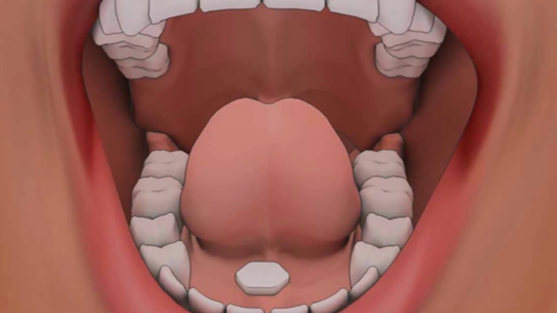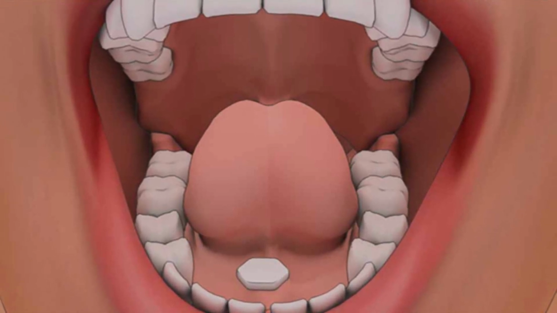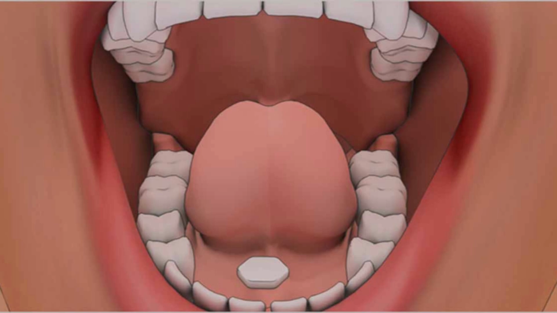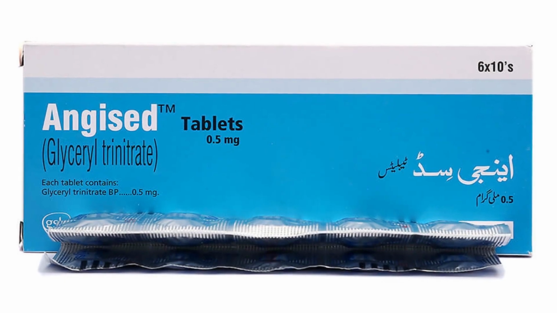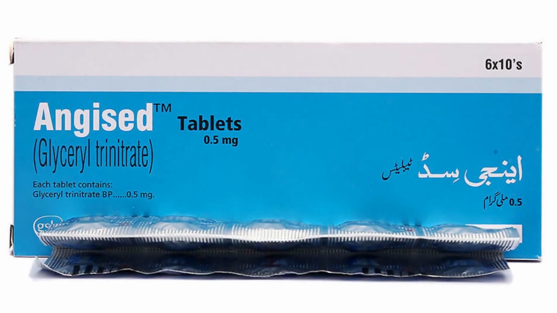Sublingual tablet. This tablet is designed to be placed under the tongue so that it can be absorbed directly into the bloodstream through the mucosal membrane. This method produces faster therapeutic effects as compared to oral administration. Example, trinitrate tablet.